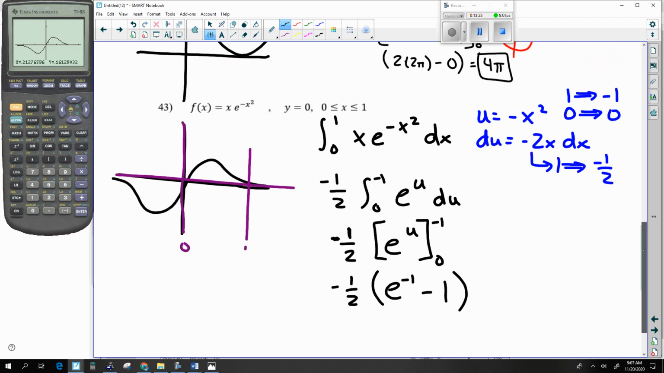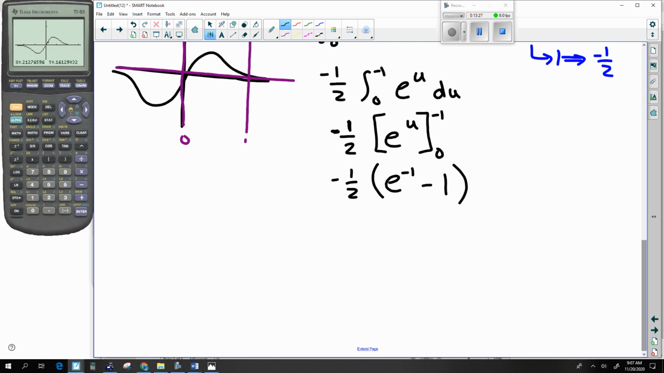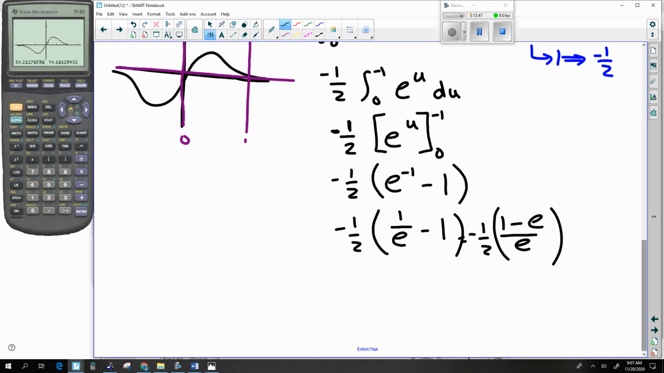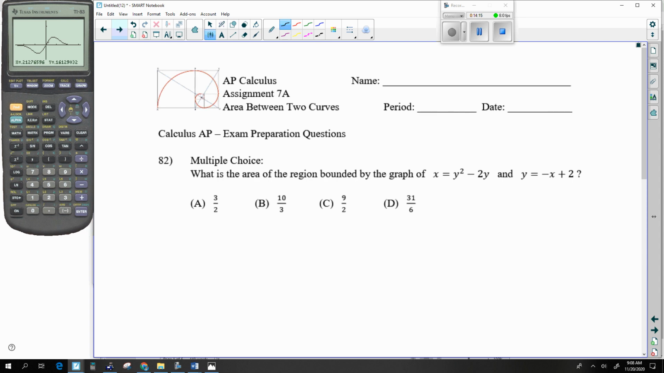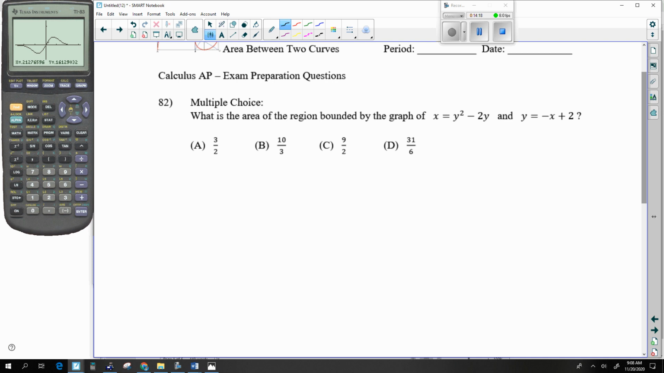So the answer could look potentially a bunch of different ways. So it could look like 1 over e minus 1. It could look like 1 minus e over e. Or it could look like e minus 1 over 2e. That's what I'm assuming that it's going to look like, but any one of those is all good. Okay, notice how these are a little bit different.